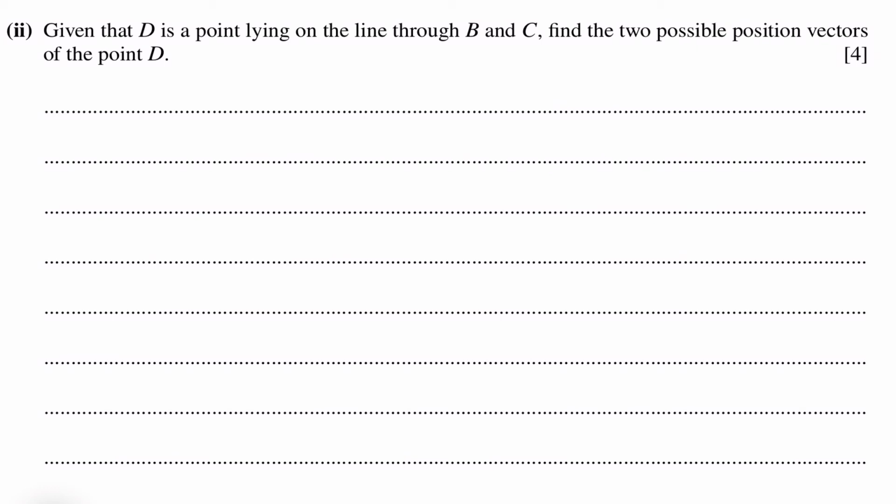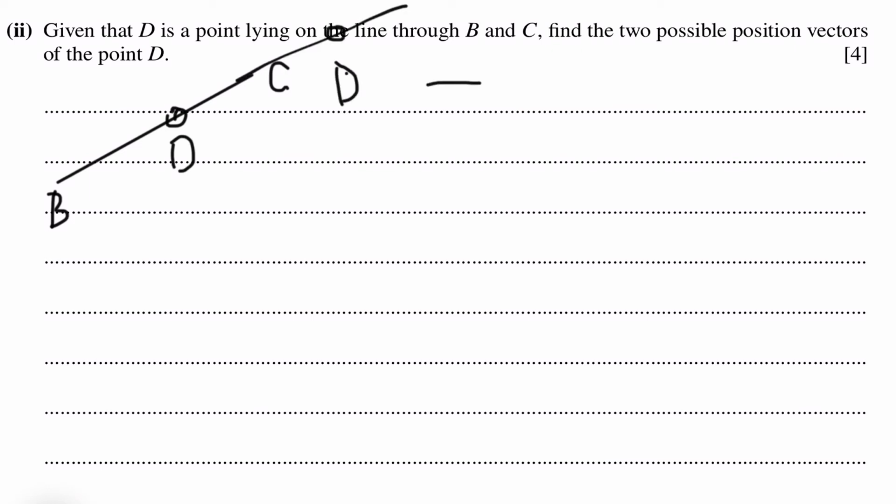Given that D is a point lying on the line through B and C, find the two possible position vectors of the point D. So assume that the line BC looks like this. This is not the real representation. And assume that D is located here, or D can be located there.